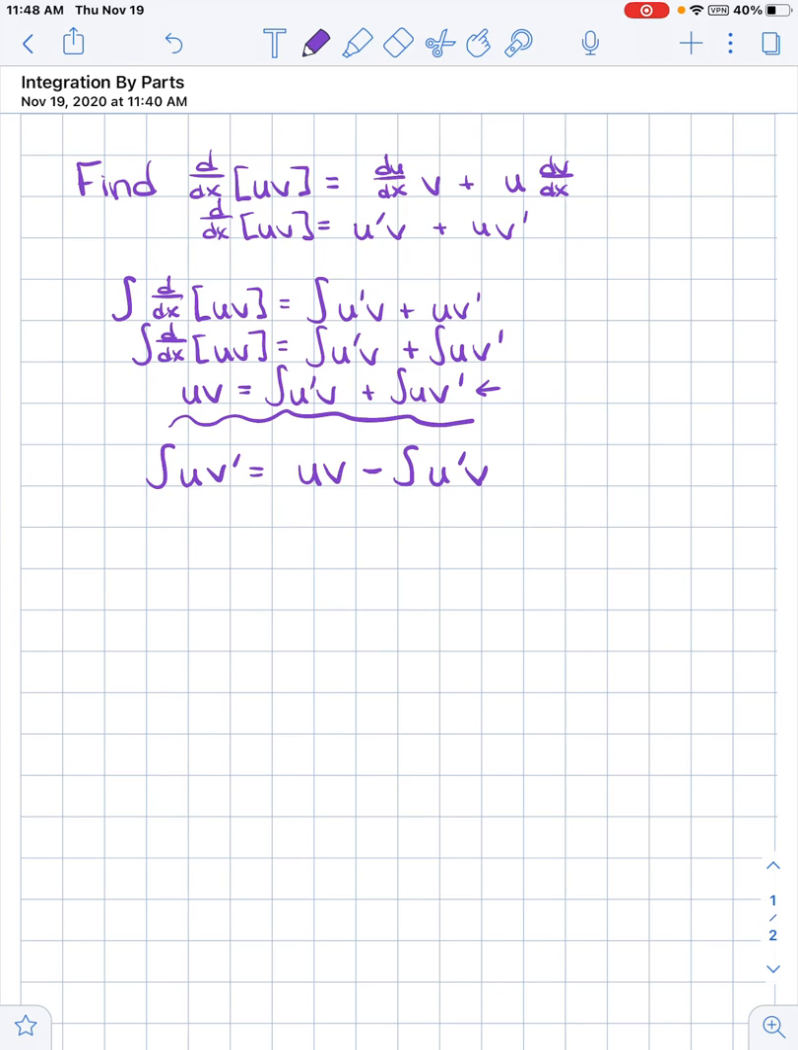So we just manipulated the product rule to say, all right, if we want to find the antiderivative of one of these products, how would we do that? And this is how we do it. So this is the formula. This is integration by parts. Now we're going to look at a couple examples to see how we might be able to use this.